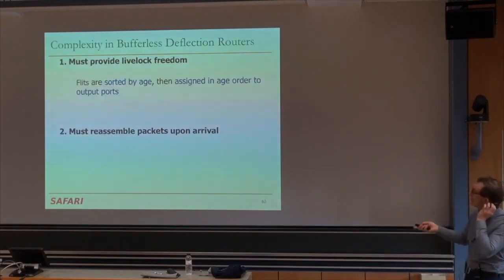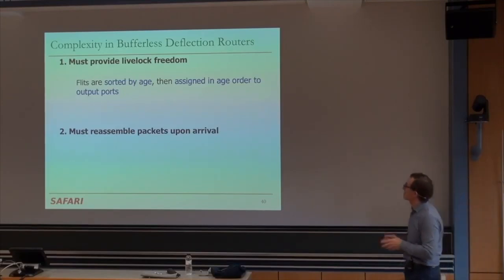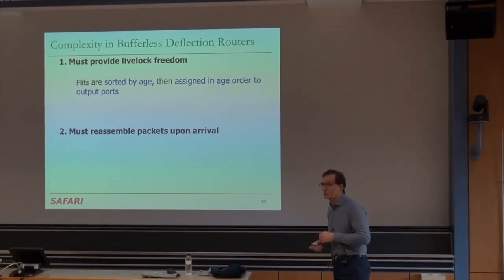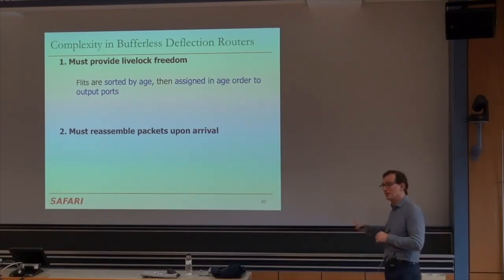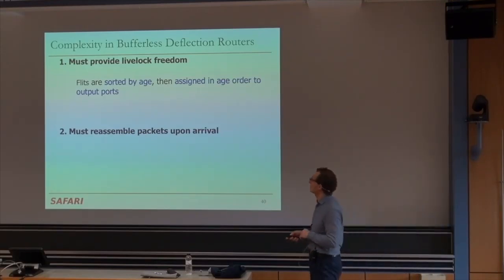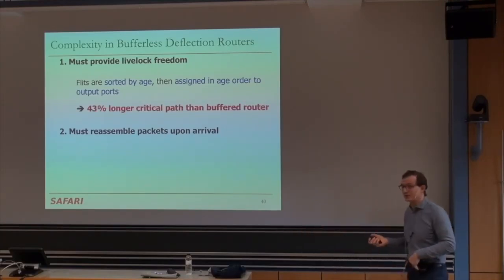So first of all, how do you provide live lock freedom? You sort the packets by age, oldest first routing, and then assign in age order to the output port. For each output port, you decide what is the oldest flit that wants that output port. That's the output port arbitration. It turns out this leads to significantly longer critical path than a buffered router.